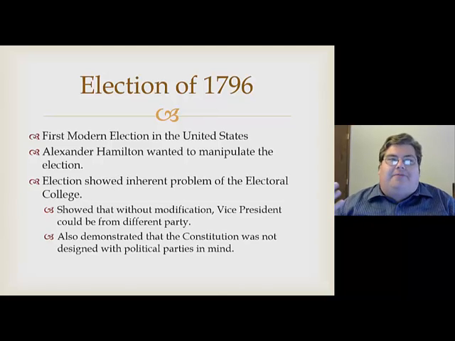What we're going to see is the president will be of one party, the vice president of another, and nothing gets done. This is going to lead directly to the 11th Amendment, because you have to set this up differently. If political parties are here to stay, the Electoral College as originally designed is not sufficient. It's just not going to work well.